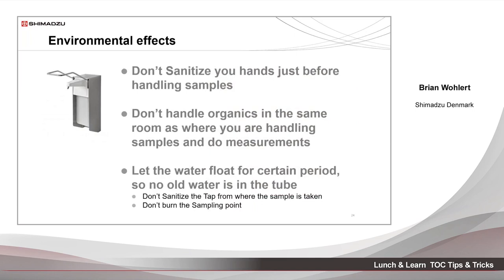One of the environmental effects we are seeing, especially here in the COVID-19 times, where we have seen hand sanitizer being used much more than it was used before, has caused an effect on higher TOC results in the ultra-pure water samples. Partly because the person who has taken the samples has just sanitized his or her hands, but also because a sanitizer dispenser has been placed just next to the sampling point. So if you have seen an increase in the TOC values, have a look in the factory, see if a hand sanitizer has been set up just next to the sampling point.